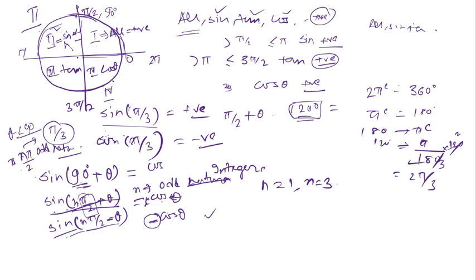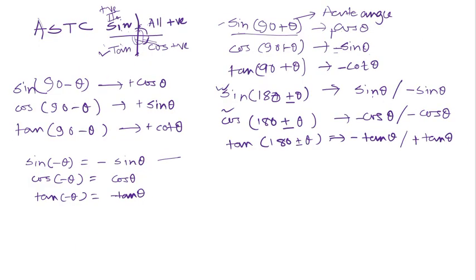Then I created this unit circle ASTC rule, showing from which quadrant which function will become what. And then I explained the different sums, like if it is 90 plus theta, 90 minus theta, 180 minus theta, like that. See, for example, if I give you a simple example like tan 150 degrees. Suppose you get a question like tan 150 degrees, so what is the value of this tan 150 degrees?